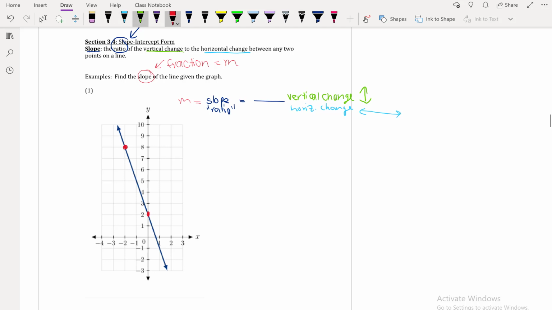So let's think about this. If I start out here, you always want to start going from left to right when you're reading a graph. So reading left to right, this is where you start, and it looks like to get to the next point, you would have to go down 1, 2, 3, 4, 5, 6. And then you would walk 2, and that is to your right.